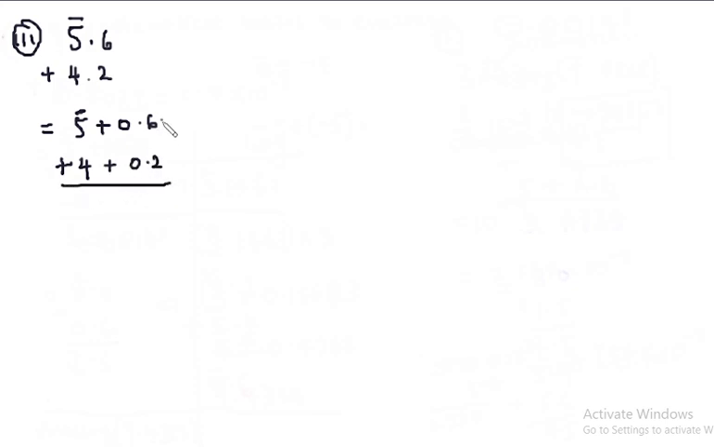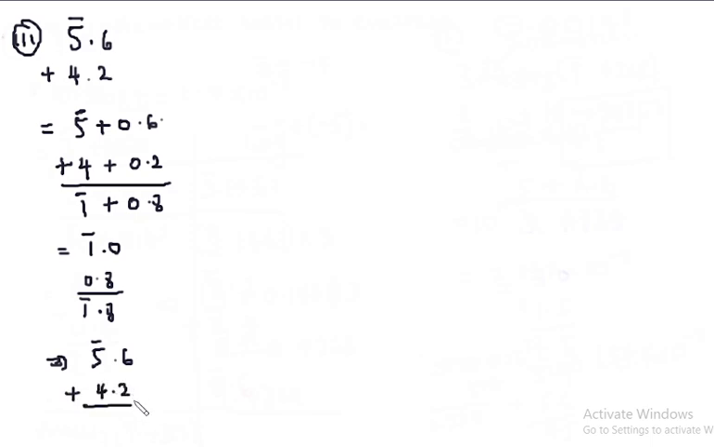So here we have 0.6 plus 0.2, which is 0.8. Here we have 5 bar plus 4, which is minus 5 plus 4, which is 1 bar. So 1 bar plus 0.8. So 1 bar 0.0 plus 0.8. This is 0 plus 8, which is 8. 1 bar plus 0 is still 1 bar. So 1 bar 0.8. So this implies that your 5 bar 0.6 plus 4.2 is equal to 1 bar 0.8.